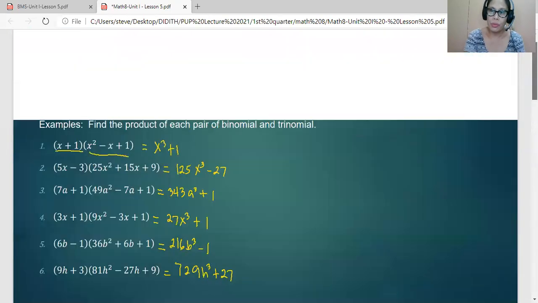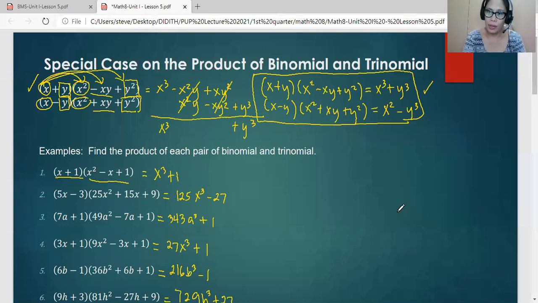So whenever you multiply the special case of the product of a binomial and a trinomial, you have to see if the relationship satisfies this pattern, such that the first term of this binomial factor is actually the square. So the square of this will be seen in the first term of this trinomial factor, while the square of y will be seen as the third term of this trinomial factor. And the middle term here should be the product of the first and the second term times negative 1. So if those conditions exist, then we can make use of the formula.